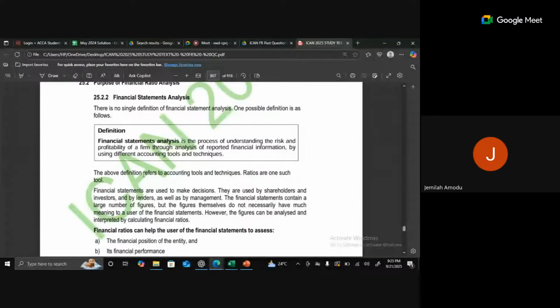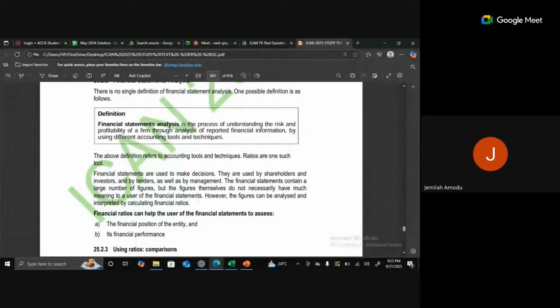Yeah, so this is financial statement analysis. They are just trying to give a definition of what financial statement analysis means. And before then, as you can see here, they say there is no definite definition. There is no single definition, right, to what financial statement analysis means, because it actually means different things to different people. Yeah. So according to what we have here, they say it is the process of understanding the risk and profitability of a firm through analysis of reported financial information by using different accounting tools and techniques.